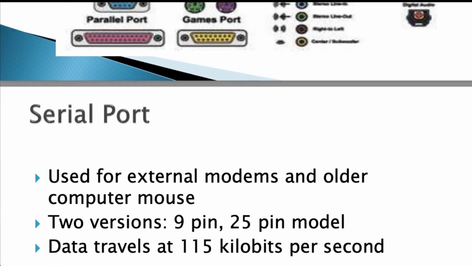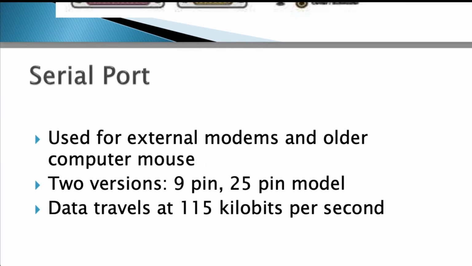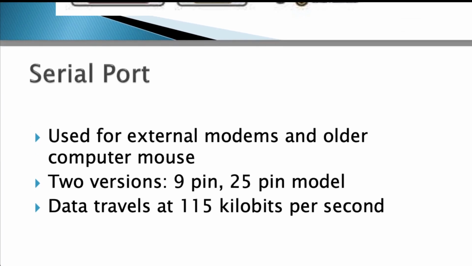So what is a serial port? A serial port basically is used for connecting some kind of external modems or the old computer mouses that you have. Now we have almost Wi-Fi mouses, wireless mouses. So it's a 9-pin or a 25-pin model, and the data travel rate is 115 kbps, kilobits per second. That's called a serial port.